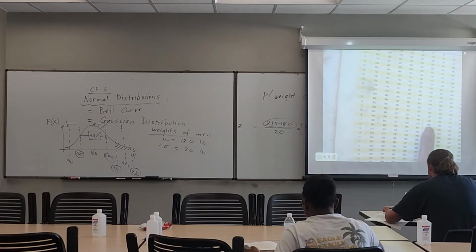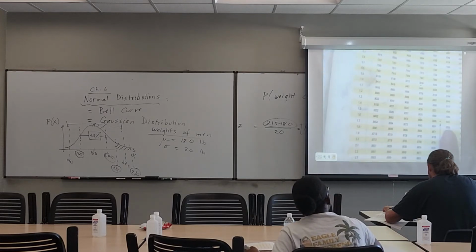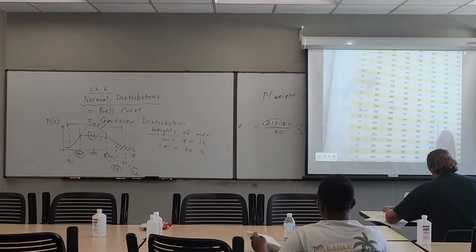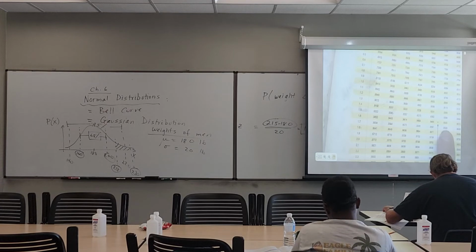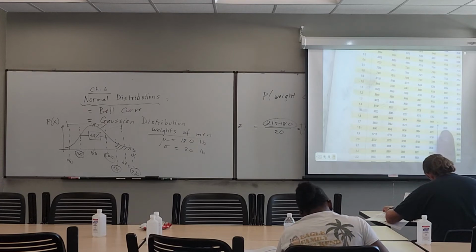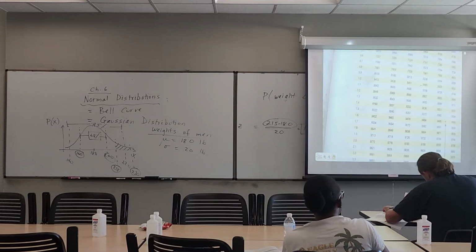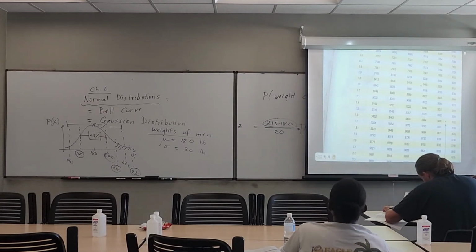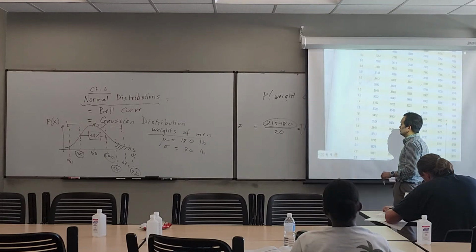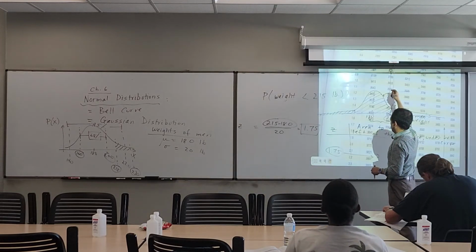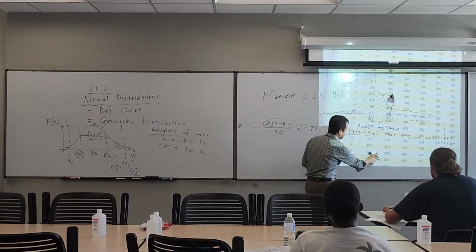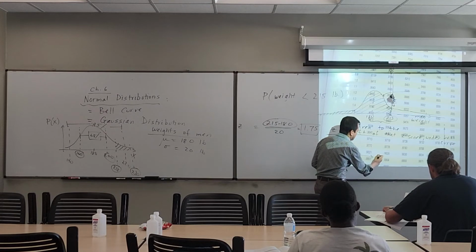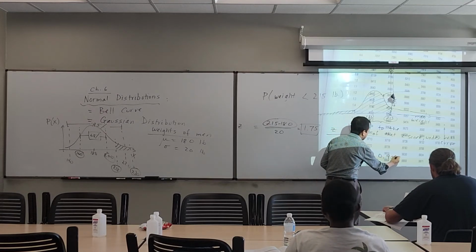So then our area will be 0.9599. Or the left area of that z-score will be 0.9599. Any questions? So for this particular z-score of 1.75, the area in the table is 0.9599.